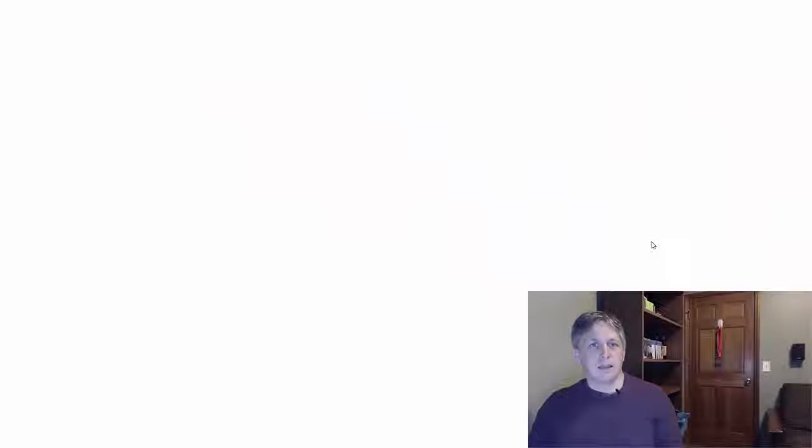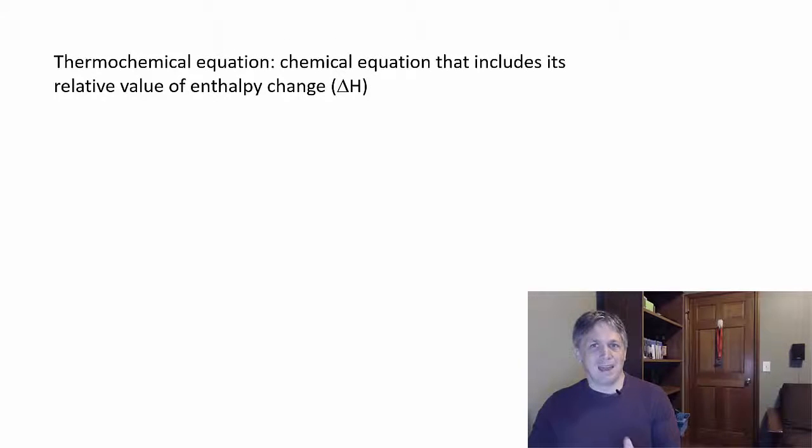So, anyway, thermochemistry. Thought we'd talk a little bit today about thermochemical equations. To start with, exactly what a thermochemical equation is, because a lot of students get a little confused by that. But all a thermochemical equation is, is a chemical equation that includes its relative value of delta H, enthalpy change.